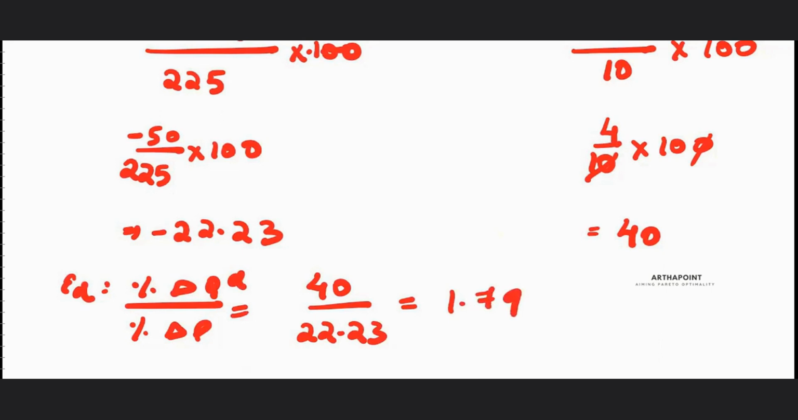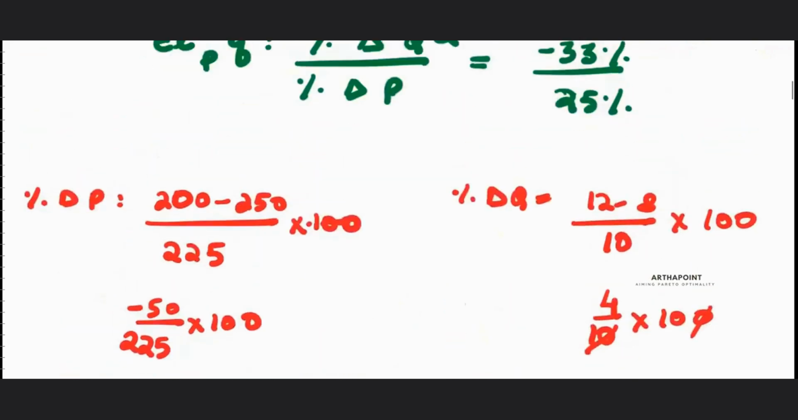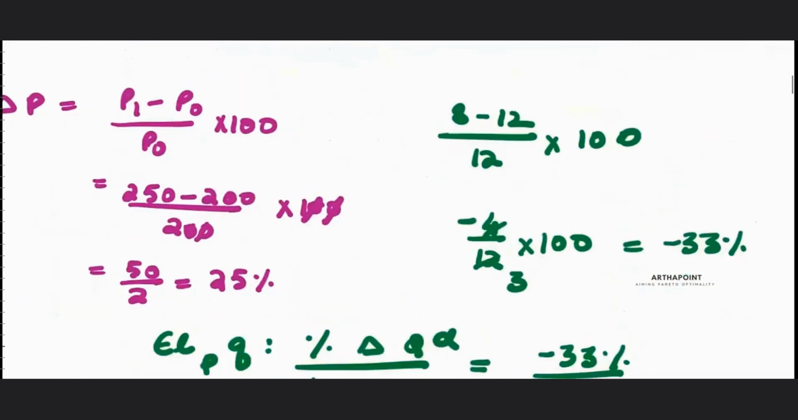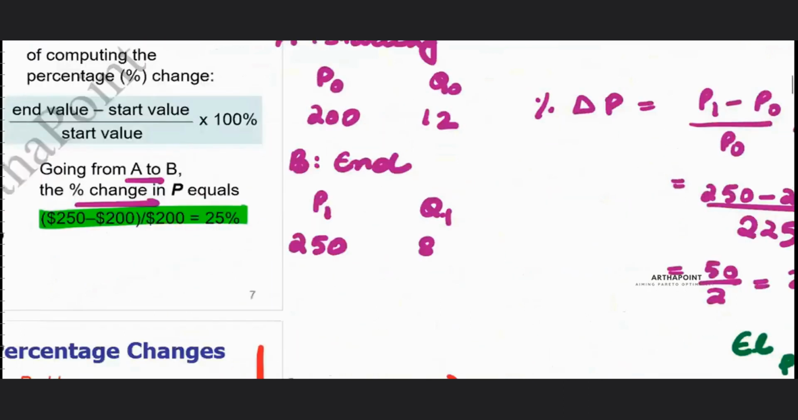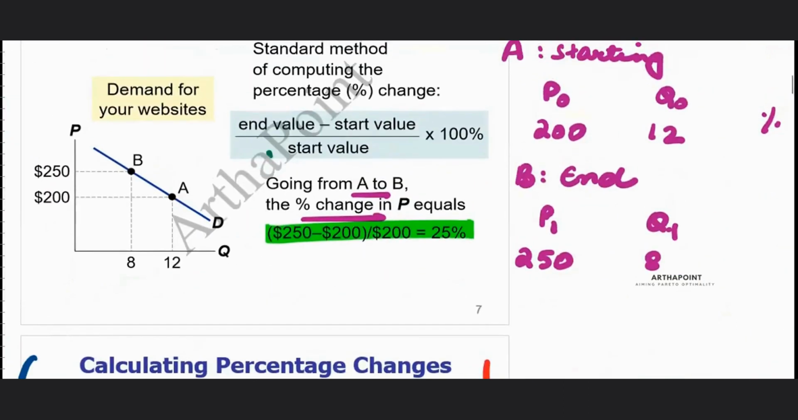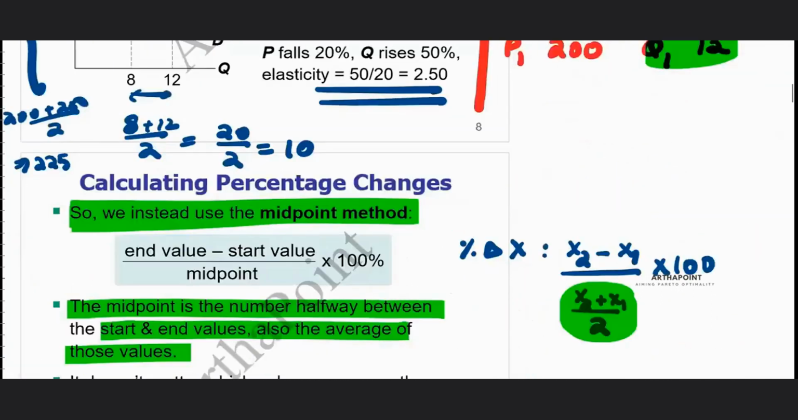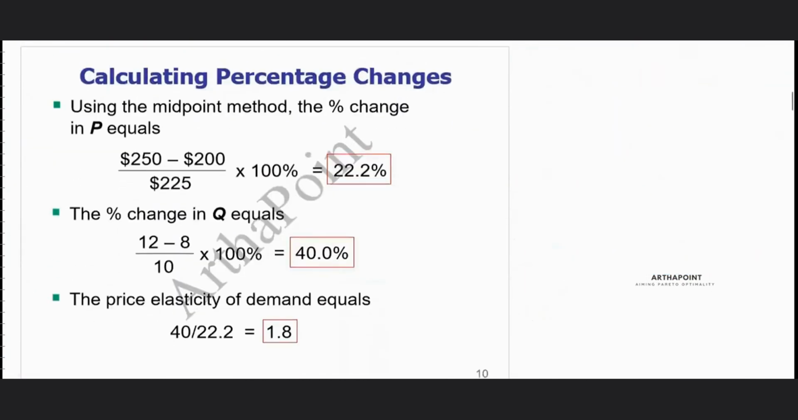So please understand, whether you go from point A to point B, you will always take the average, 225 here. Here also you will take the average, which will be 10. So irrespective of whether you go from point A to B or B to A, instead of taking the start value, which differed, when B was the starting point you were taking B, when A was the starting point you were taking A, now you will go ahead and take the average value.